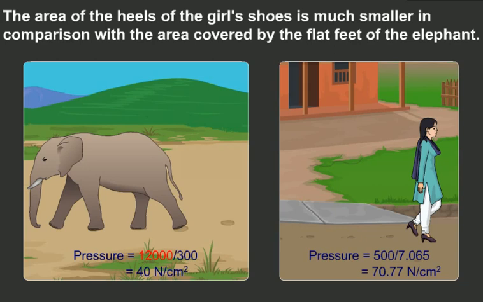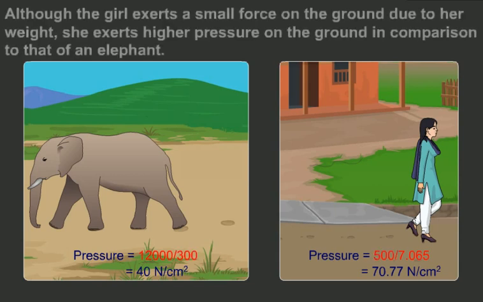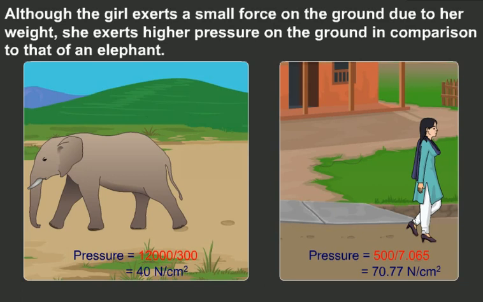But the area of the heels of the girl's shoes is much smaller in comparison with the area covered by the flat feet of the elephant. Although the girl exerts a small force on the ground, due to her weight, she exerts higher pressure on the ground in comparison to that of an elephant.